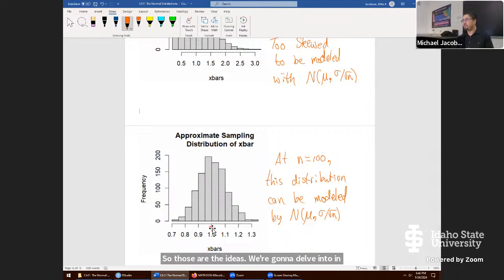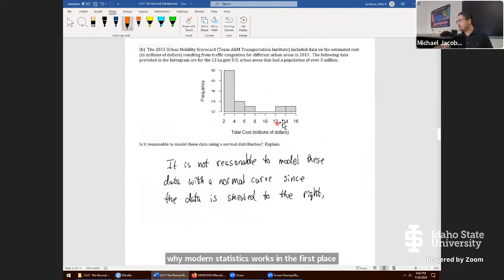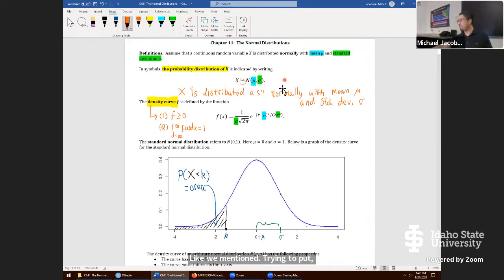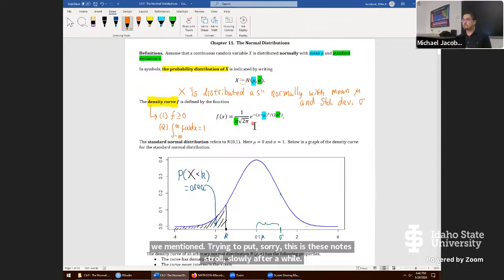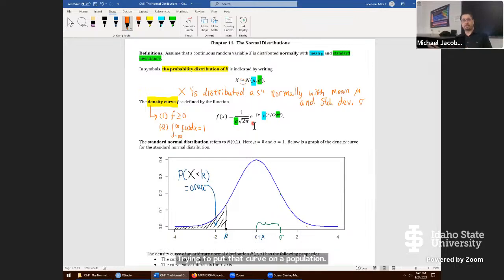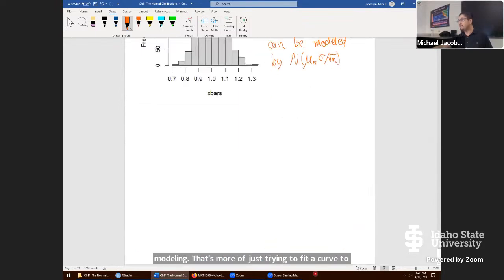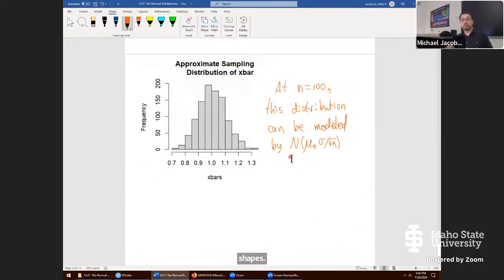And they're also the entire foundation for why modern statistics works in the first place. Like we mentioned, trying to put, sorry, these notes scroll kind of slowly after a while. Trying to put that curve on a population, that's modeling. That's more of just trying to fit a curve to shapes. But this statement, this is an honest to goodness mathematical theorem. It was proved by some pretty interesting individuals, French people, I believe, Laguerre back in the day.